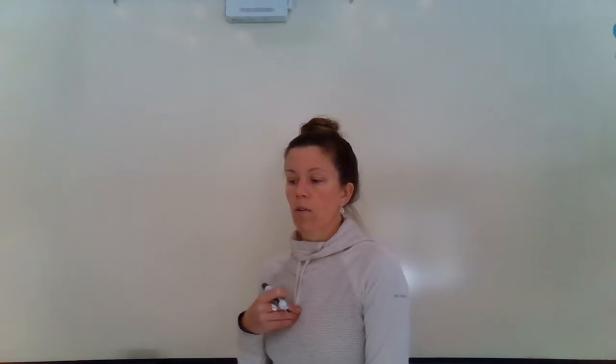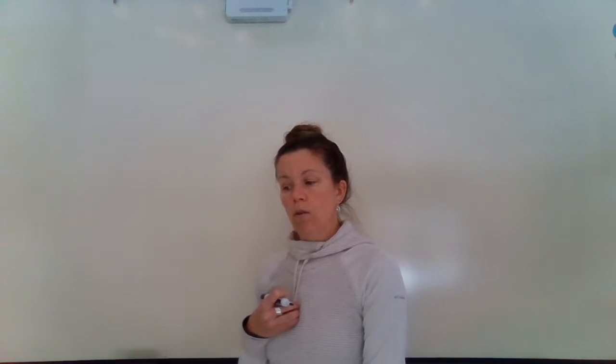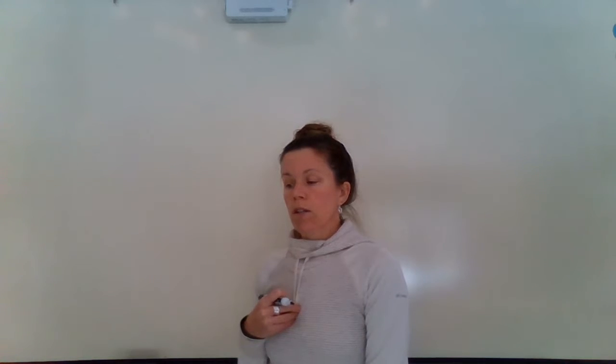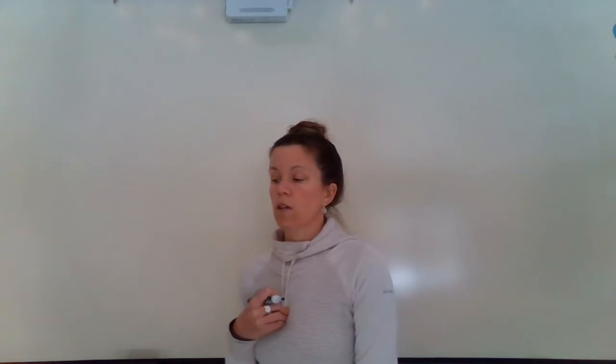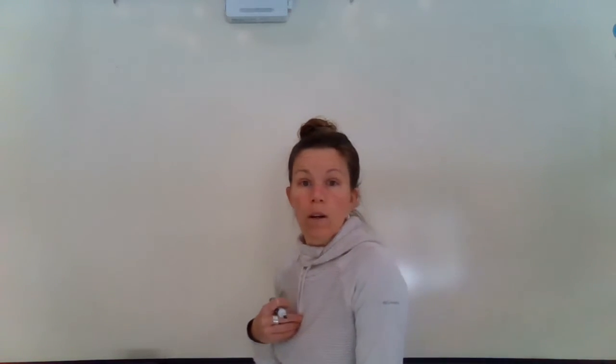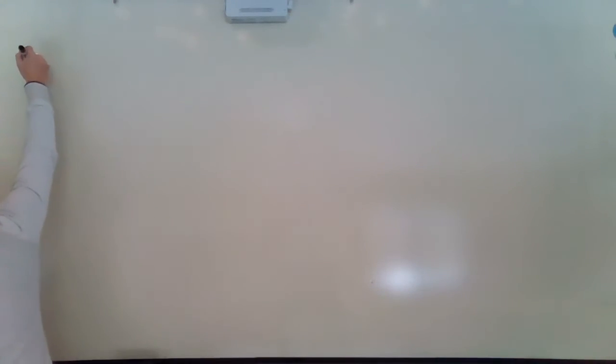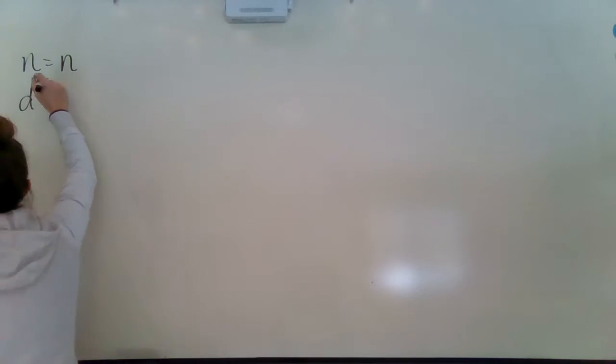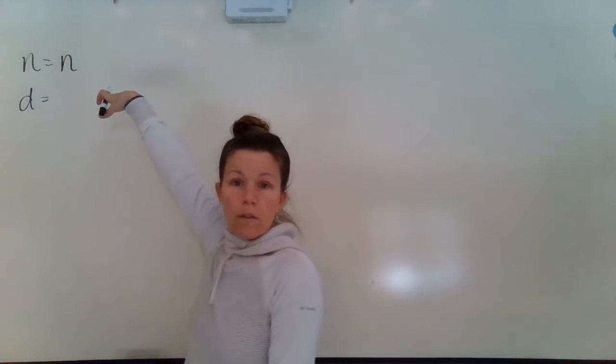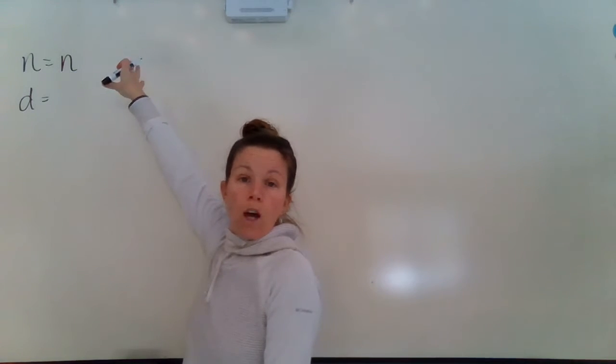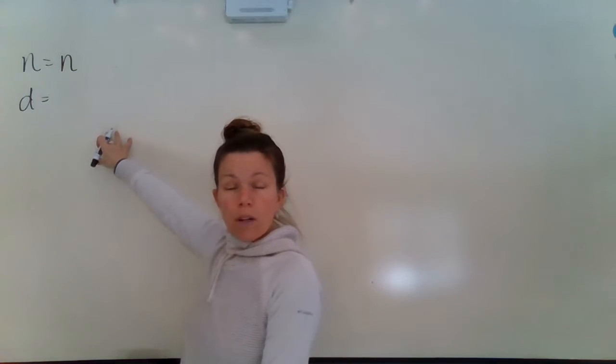All right, so a safe contains 120 coins, the value of which is $10. If it consists of nickels and dimes, how many of each kind are there? So we want to start by deciding what is n equal and what is d equal. I'm going to say that the number of nickels is going to be n. But what about the number of dimes?